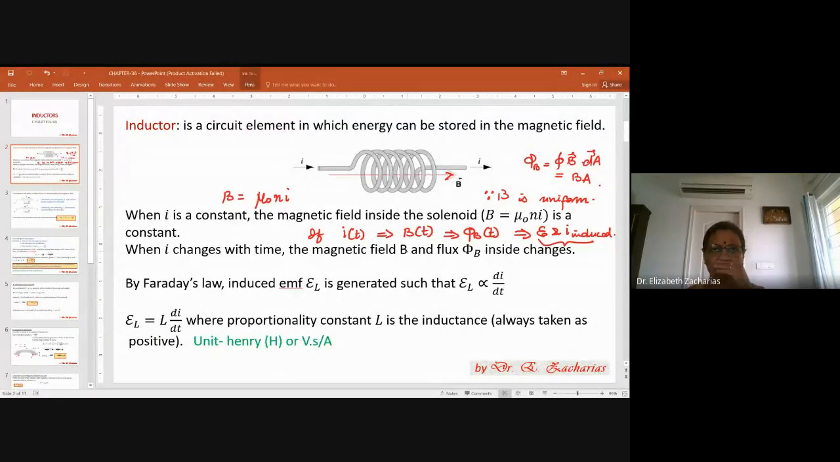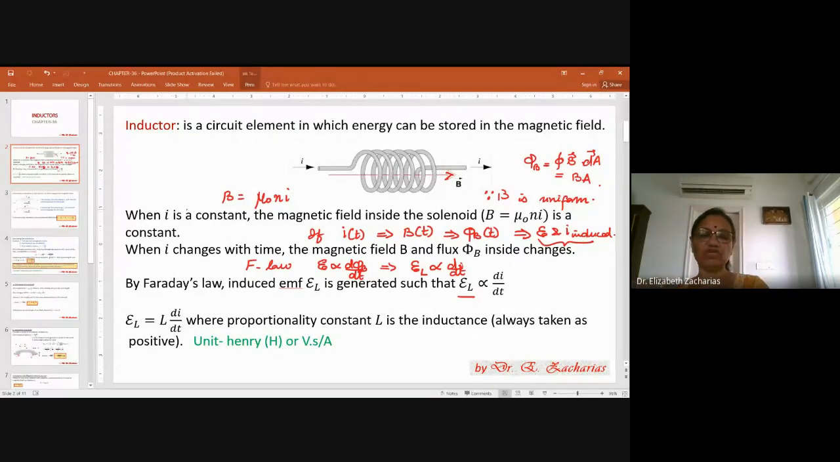Now since this EMF is produced in an inductor because of the action of the inductor itself, we will call this EMF as EMF with subscript L. This L stands for inductor. From Faraday's law, the EMF is proportional to d phi B by dt. But since phi is proportional to the current, you can also say that the EMF in the inductor is proportional to di by dt. I hope this point is clear to you.